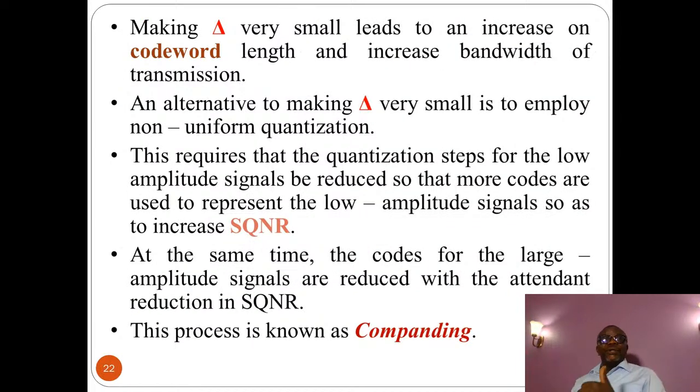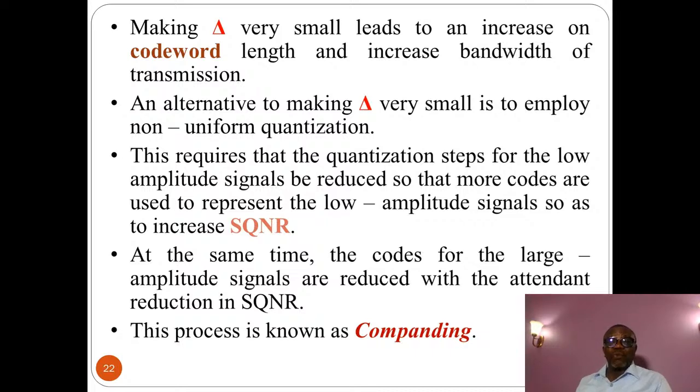So making delta very small again leads to an increase in code word length and increased bandwidth of transmission. So you cannot continue to make delta very small. It has its own side effects or disadvantage. An alternative to making delta very small is to employ a non-uniform quantization.